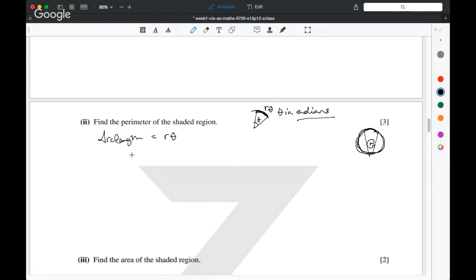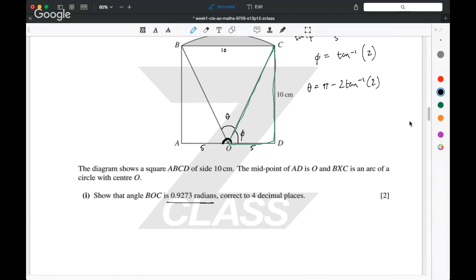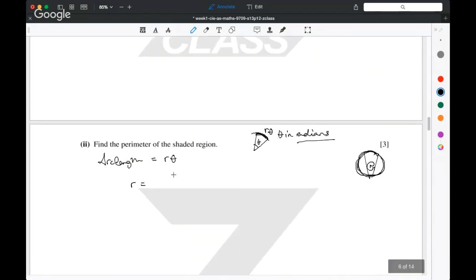Anyway, so first we want to find r. Well, we can just look again at this triangle here. And we can use Pythagoras to work out the hypotenuse of that triangle. So r is equal to the square root of 10 squared plus 5 squared. And you'll see that that's equal to 5 square root 5. And we know theta. So this gives us the arc length.